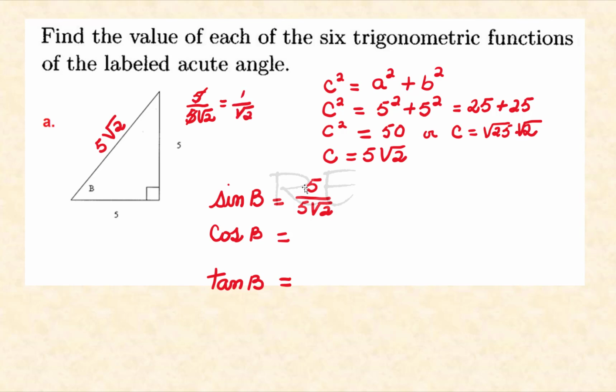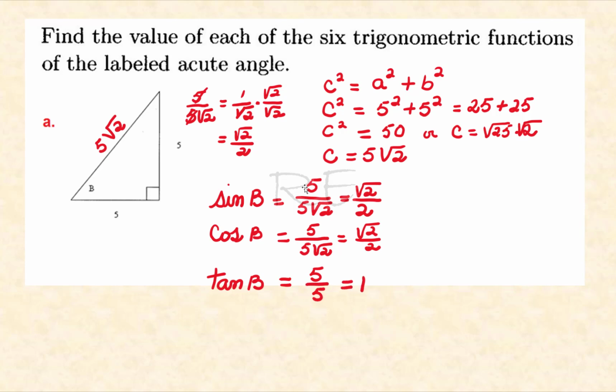And when we rationalize, we multiply by square root of 2 over square root of 2. We get square root of 2 over 2. So sine B is equal to square root of 2 over 2. Cosine B is equal to 5 over 5 square root of 2. So it's going to be square root of 2 over 2 because it's an isosceles right triangle. And tangent B is equal to 5 over 5, which is 1.